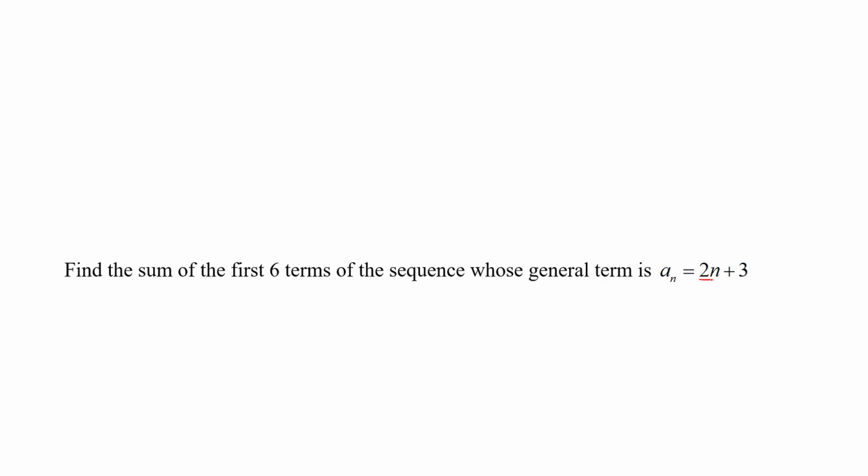Again, notice that this 2n here is telling you that you're going to go up by 2. When you put in 1, you get 5, plus 7, plus 9, plus 11, plus 13, plus 15. This one and this one make 20. This one and this one make 20. And this one and this one make 20. We have 3 pairs of 20. This sum is 60.